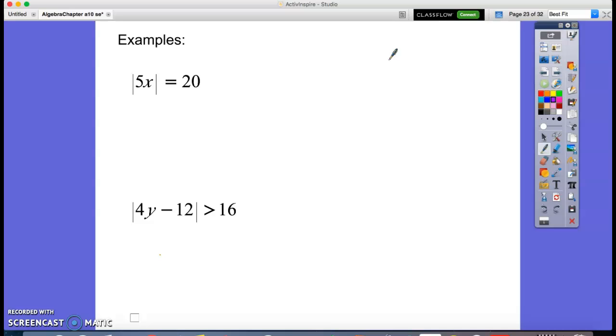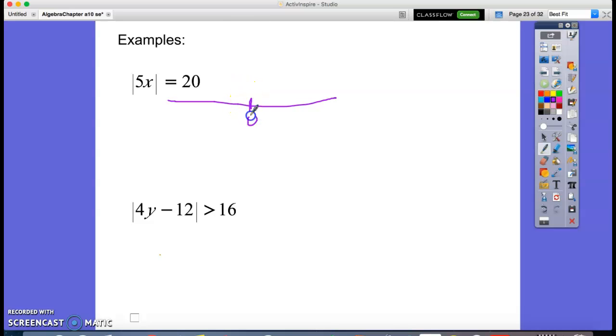So if we have absolute value, here the coefficient of the variable is 5, right? This is not like last time, when the coefficient was always 1. This is a coefficient other than 1. So again, what do we do? This means the distance between 5x and 0 is 20, right?